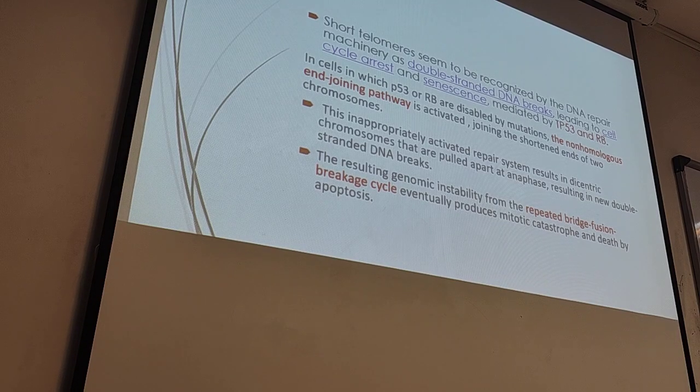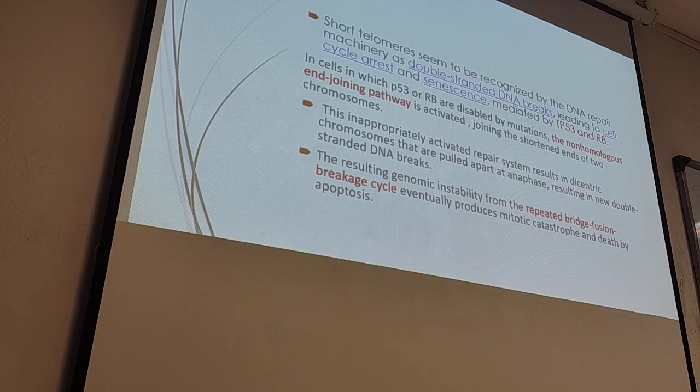But in cells in which the P53 or RB genes are mutated, we have another pathway that we call the non-homologous end joining pathway. Okay. This is a very important pathway, and it is activated in the mutated situation of P53 and RB genes. In this pathway, we have joining of the shortened ends of two chromosomes. This inappropriately activated repair system results in formation of some chromosomes that are dicentric because of this fusion. These are dicentric.